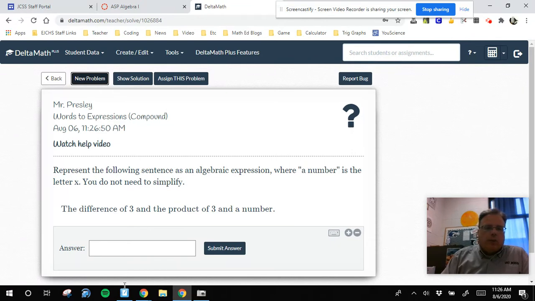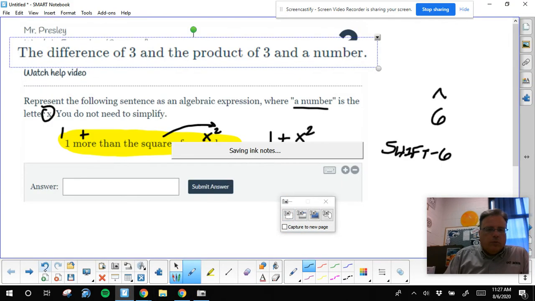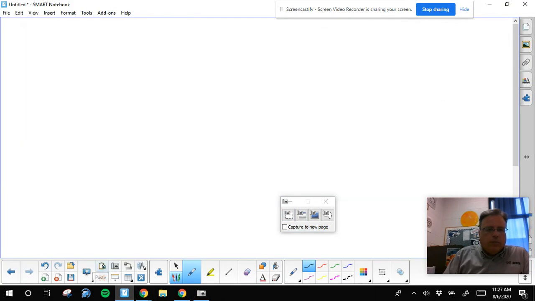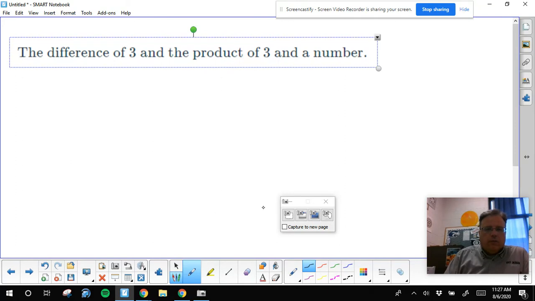And we'll just show that again. Okay, so this problem says the difference of 3 and the product of 3 and a number. Okay, now that's a little confusing. So let's see if we can break that down. And this time, I'm just going to copy the problem so we won't have so much on the screen. Let's paste it here. There we go.